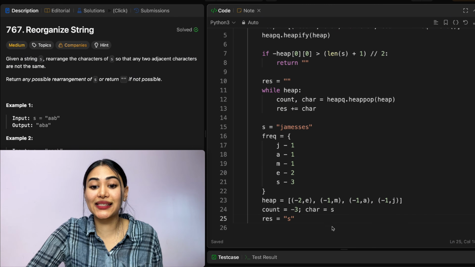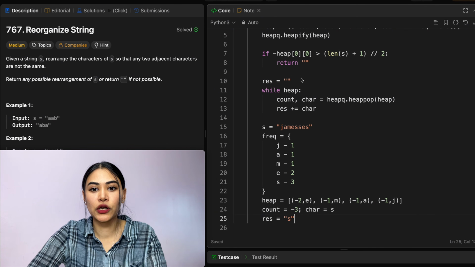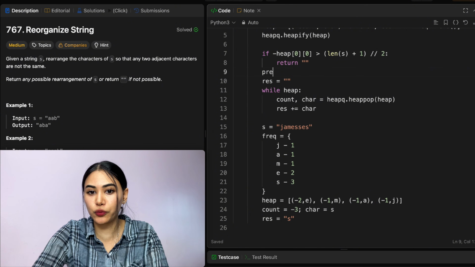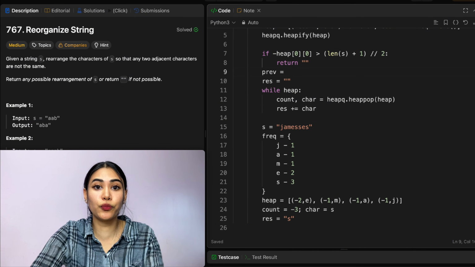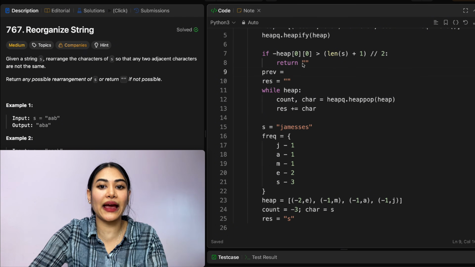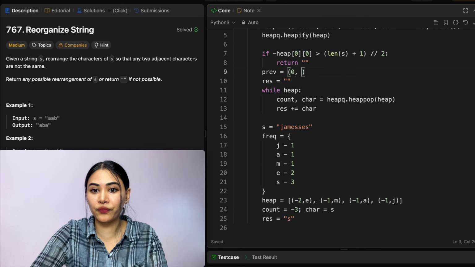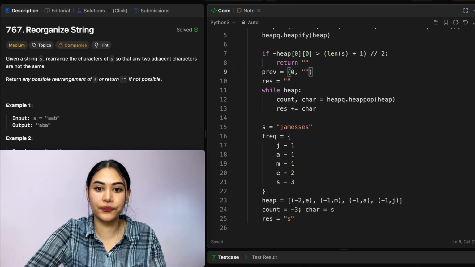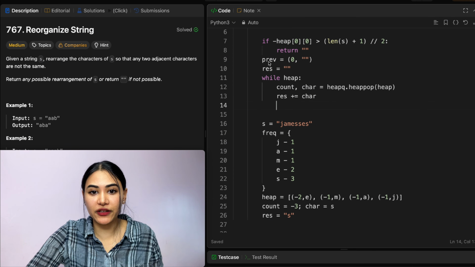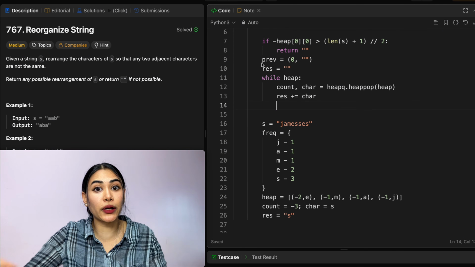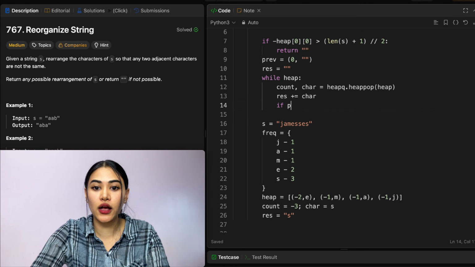And we want to put this character count pair to the side. So let's actually initialize a previous tuple. This is just going to mark a tuple we've used most recently and can't use again in our heap just yet. So this is going to be a count of 0 and say the empty string to start off with. So before we can set this to be the previous tuple, we want to see if there's anything in there we want to bring back into the mix in the heap.